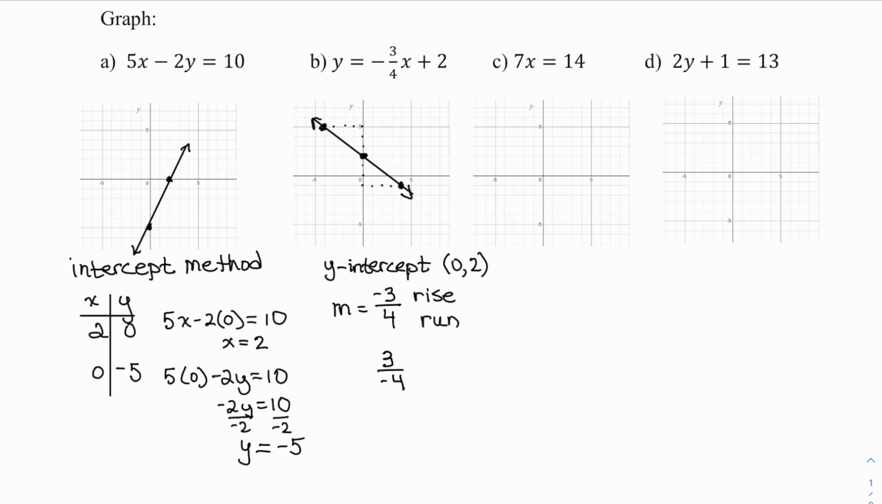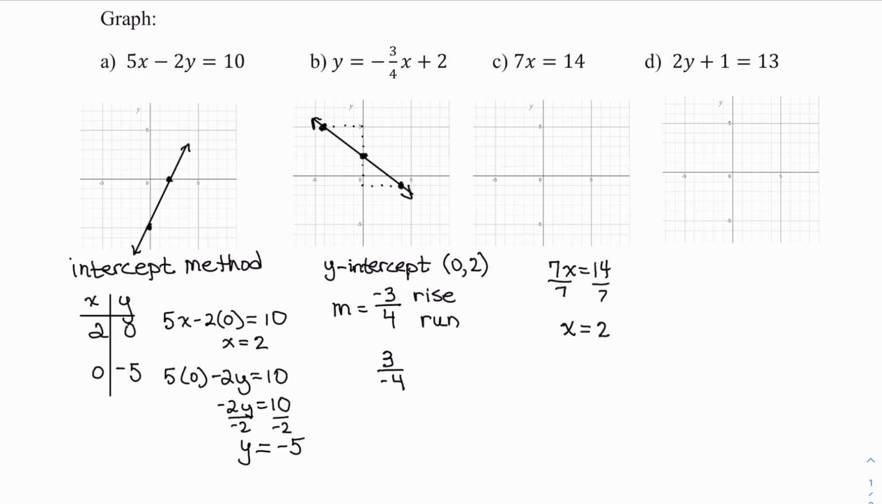Next up, 7x is equal to 14. Well, look, that's a little different than the first two we did because that's only got the x letter. It doesn't have the y letter in it. Well, when it just has one of the variables for a graph of a line, we want to solve for that variable. So starting with 7x is equal to 14, we will divide both sides by 7 and we get x is equal to 2.